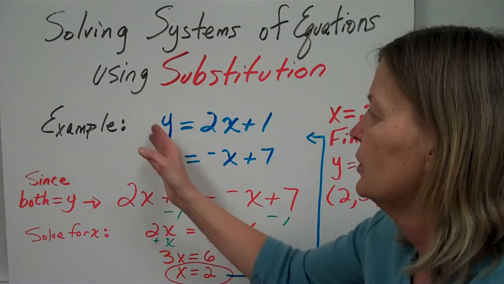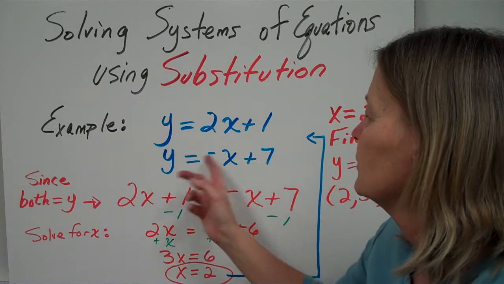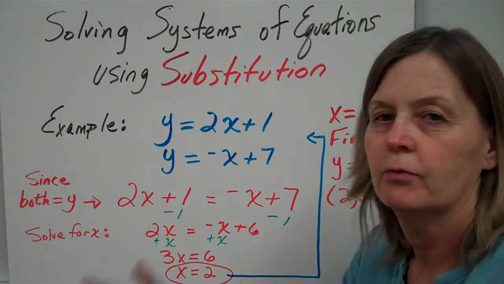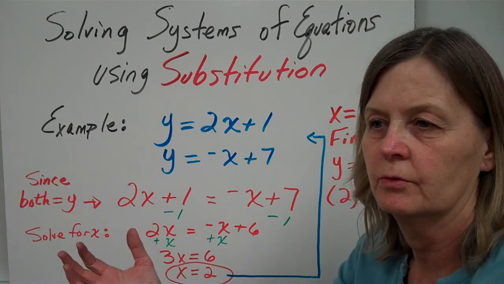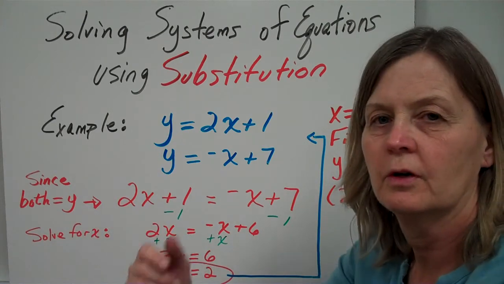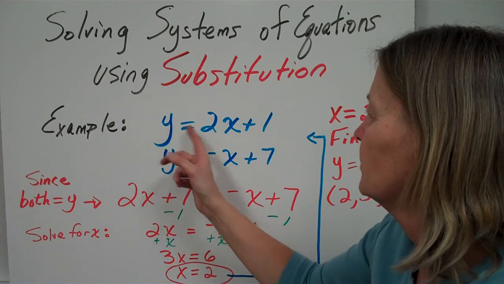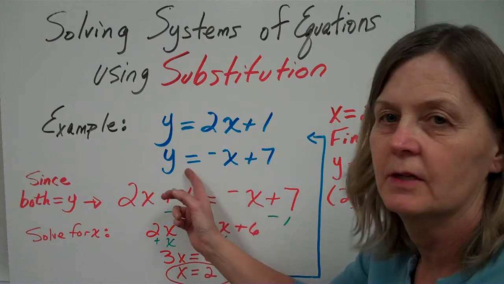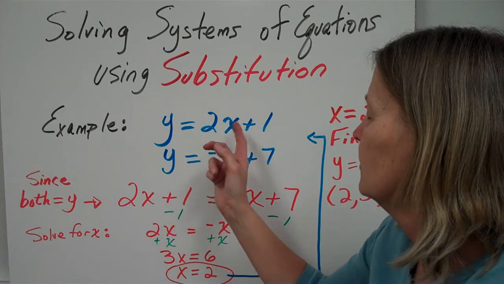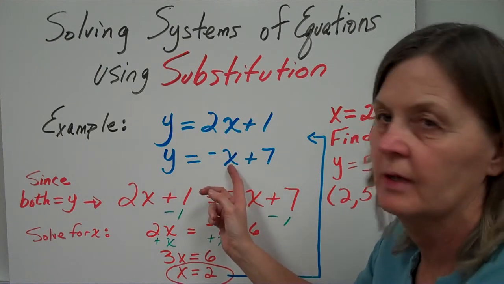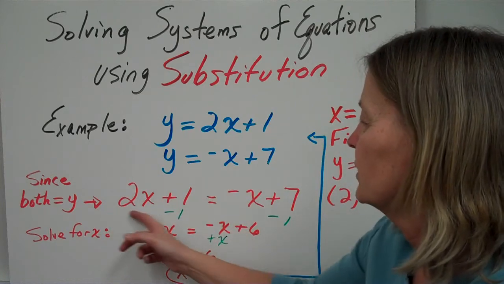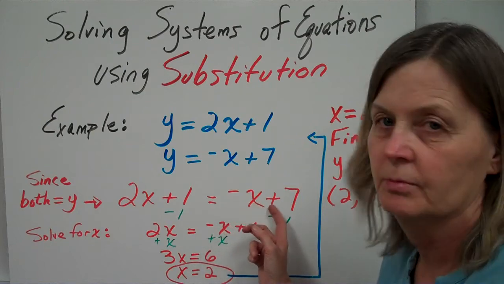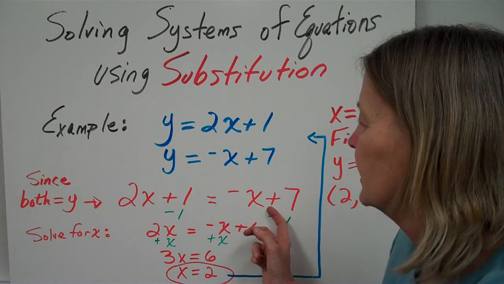Now if you look at these two, they're both in the slope-intercept form of y equals. Since they both equal y, if one thing equals y and another thing equals y, then those two should also be equal. So, since 2x plus 1 equals y and negative x plus 7 equals y, then it should follow that 2x plus 1 would equal negative x plus 7. So I wrote an equation to that: 2x plus 1 equals negative x plus 7, because again, they're both equal to y.